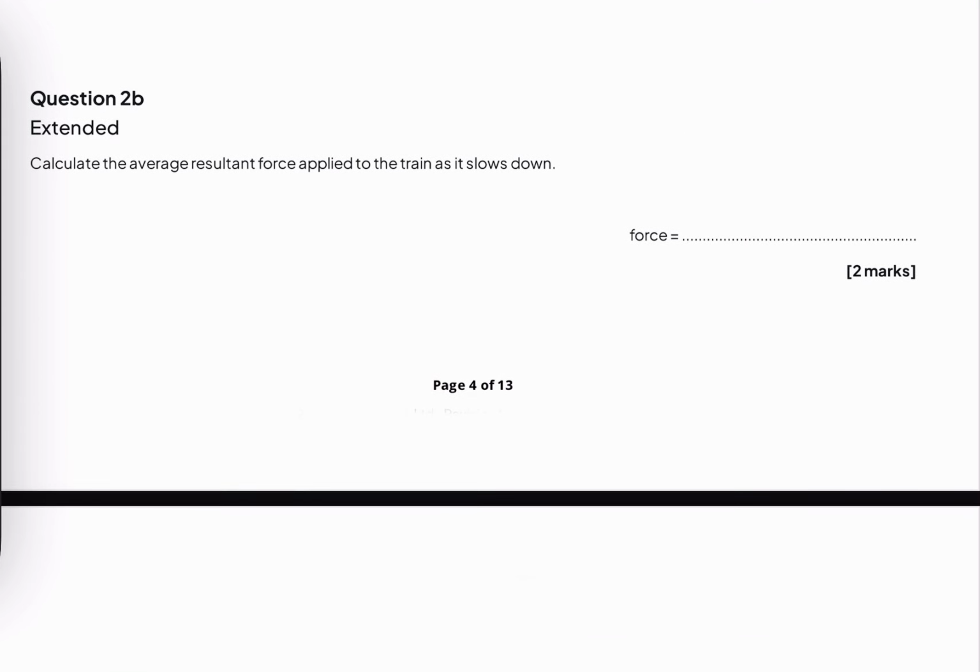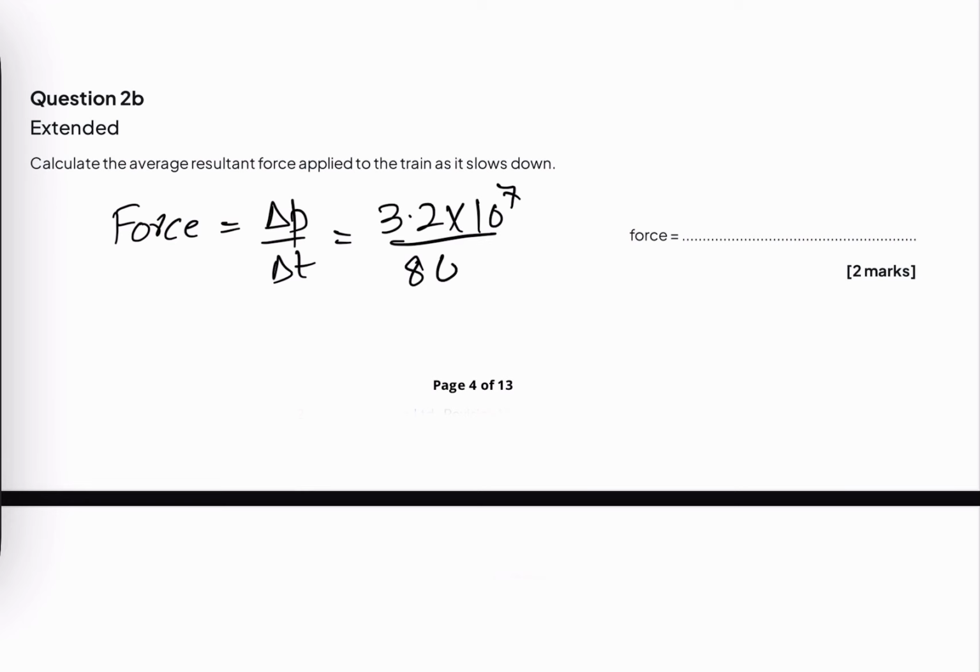Okay, in question 2b, calculate the average resultant force applied to the train. Okay, so for the force, again the same relation that we used in the first question, it's change in momentum divided by time. Change in momentum is already calculated, that is 3.2 times 10 raised to power 7, divided by time, which is 80. Dividing both of them we get 4.0 times 10 raised to power 5 newtons.